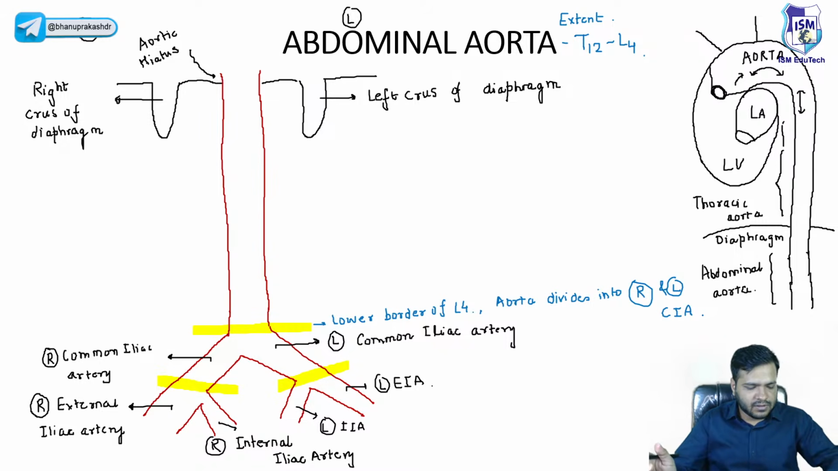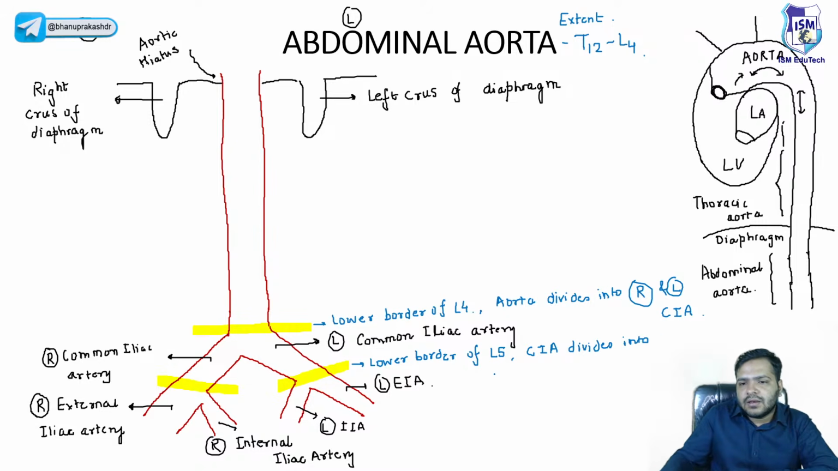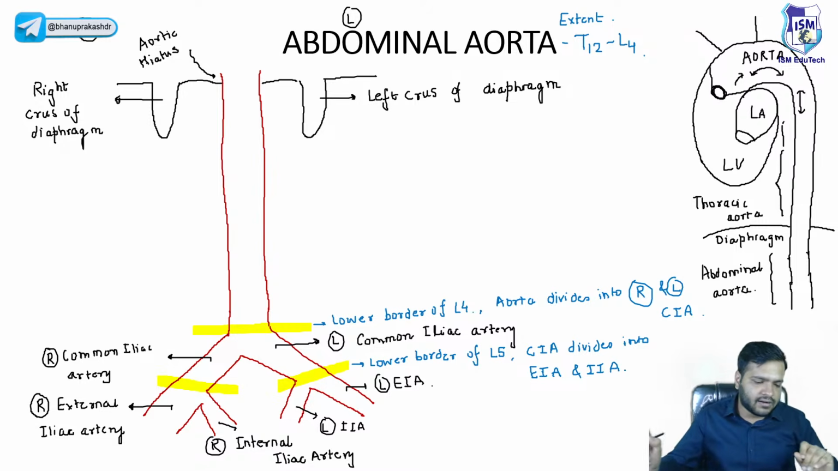And yes, beta, it is the lower border of L5. Okay, the common iliac artery divides into the external iliac artery and the internal iliac artery. The external iliac artery and the internal iliac artery. So these things are now known. The lower portion is clear now.